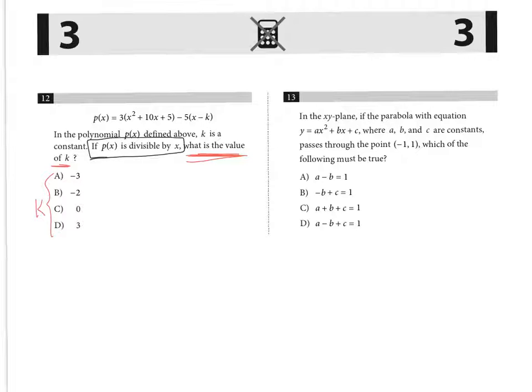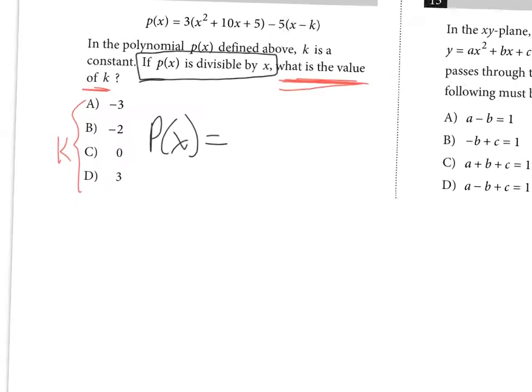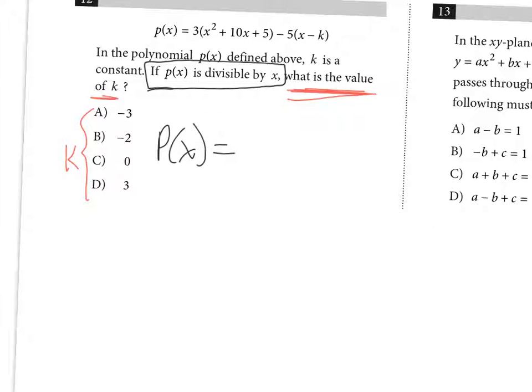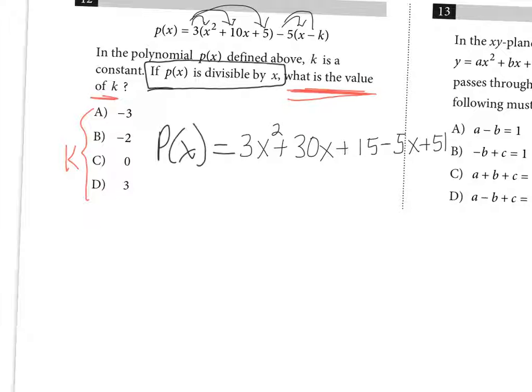So let me simplify first the polynomial. P of x equals, let me simplify, let's distribute. 3 times x squared is 3x squared. Second, 3 times 10x, 30x. 3 times 5, 15. Next is negative 5 times x. Negative 5x is right. And negative 5 times negative k, plus 5k.